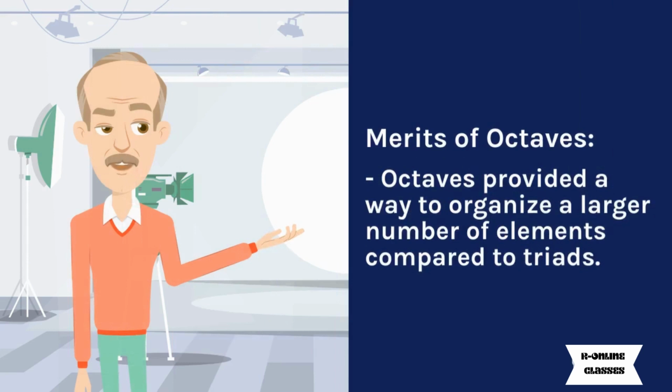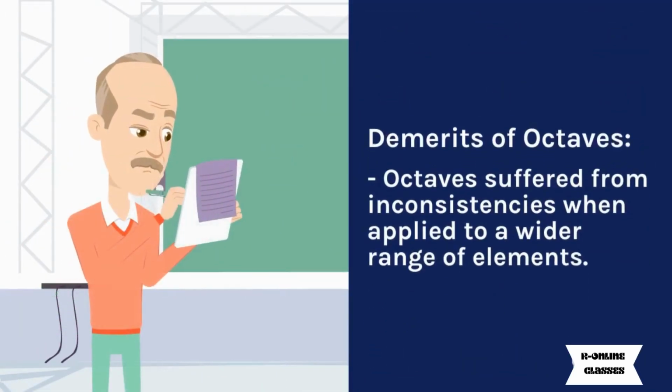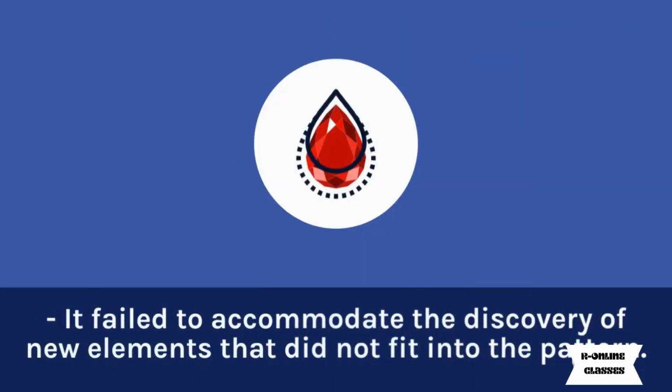Merits of octaves. Octaves provided a way to organize a larger number of elements compared to triads. They highlighted the periodic repetition of properties. Demerits of octaves. Octaves suffered from inconsistencies when applied to a wider range of elements. It failed to accommodate the discovery of new elements that did not fit into the pattern.